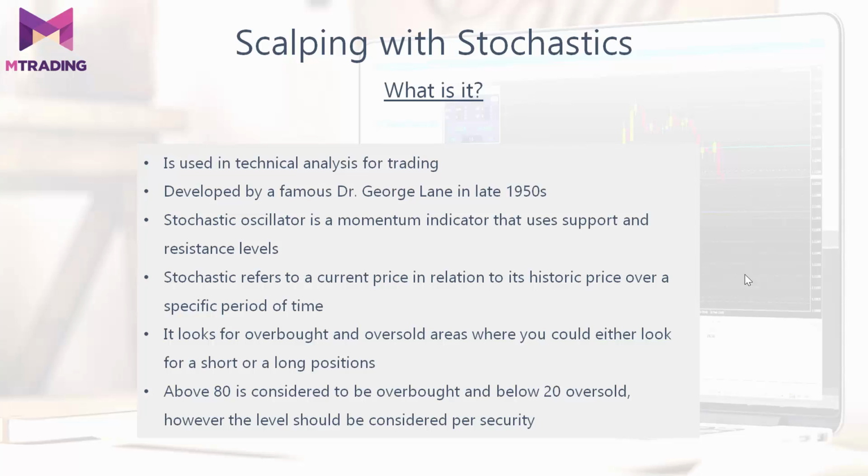It looks for overbought and oversold areas from which you could either look for a short or a long position. Above 80 is considered to be overbought, so you would look to sell, and below 20 it would be considered as oversold, therefore you'd be looking to buy. However, every instrument should be considered separately as they may vary in levels.